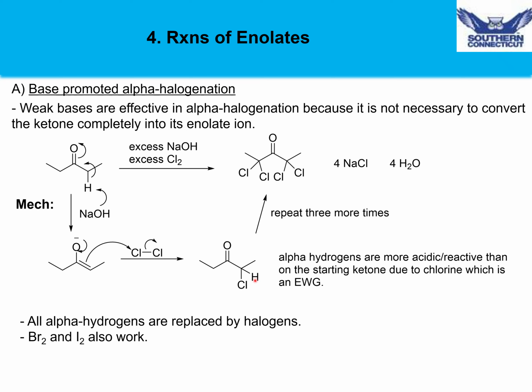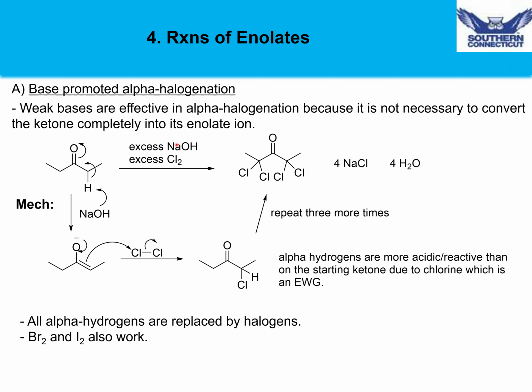And then we can repeat that again on the left side. So there are two alpha hydrogens here that would also be replaced, since as we continue to add chlorines, we're going to make the ketone even more acidic and therefore more willing to react in this reaction. So for that reason, it's very difficult to just simply replace one alpha hydrogen with a halogen. We usually replace all of the alpha hydrogens with halogens.